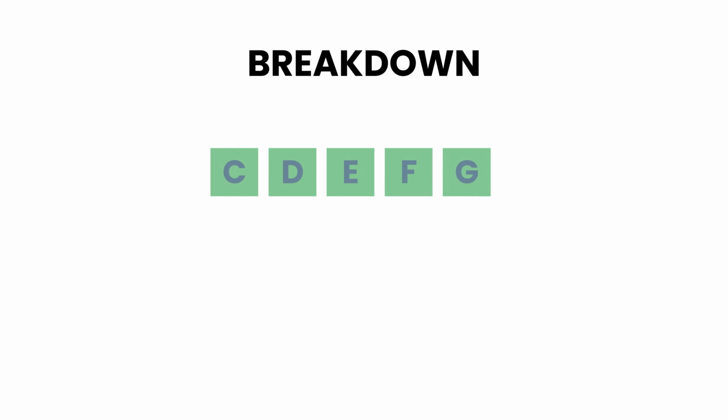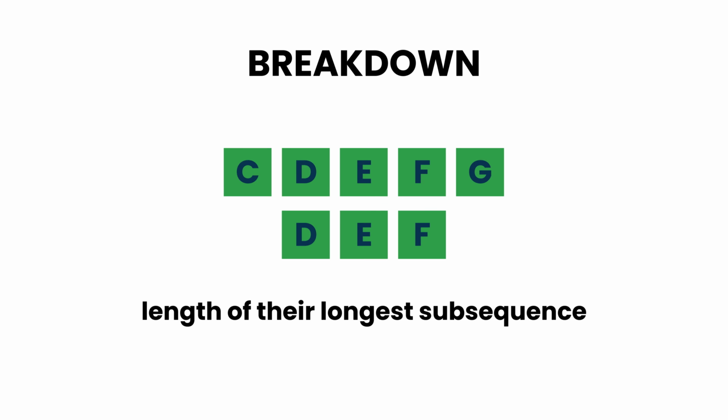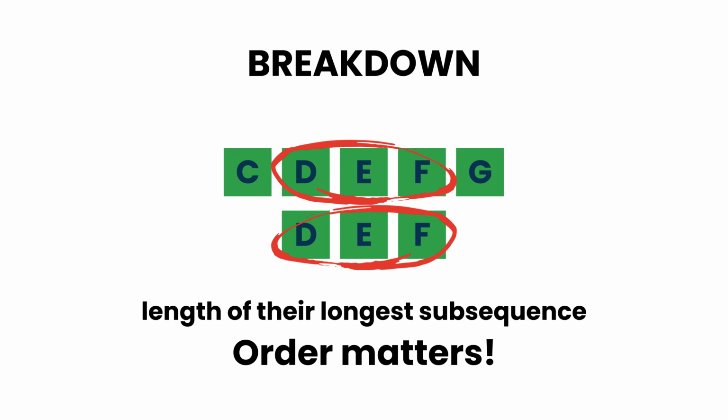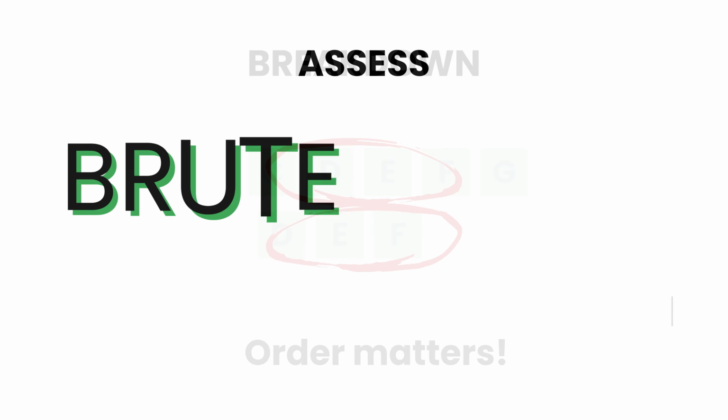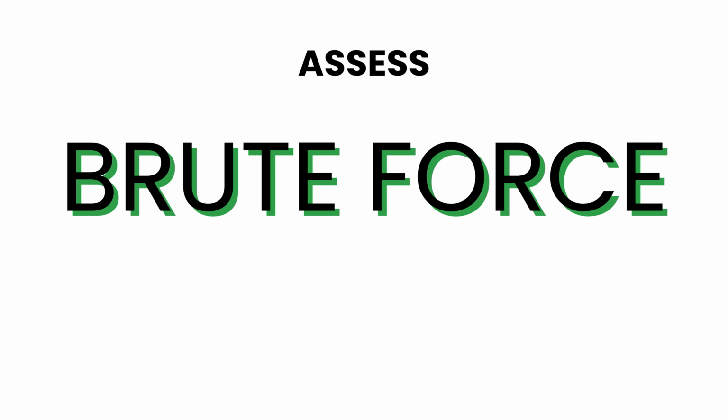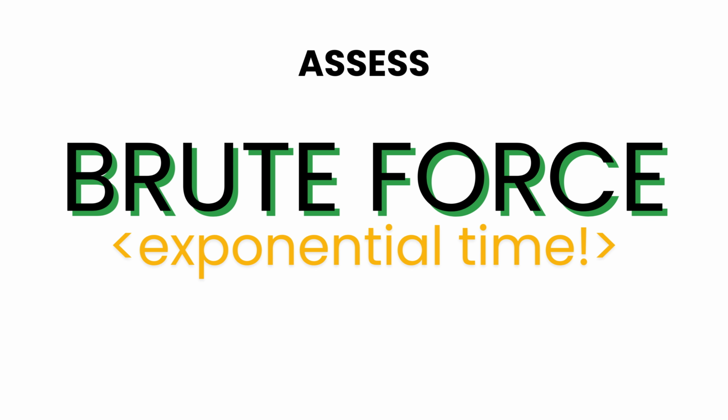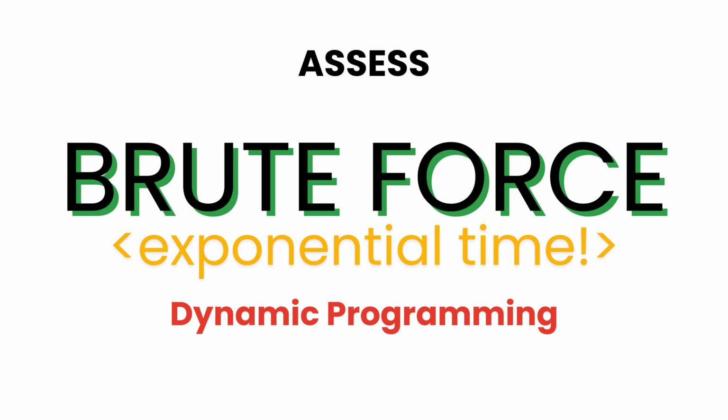Let's break it down. Given two strings, return the length of their longest subsequence, not substring, that appears in both. A subsequence can skip letters, but the order must stay the same. Now, let's assess. Brute force would try all possible subsequences, exponential time. Dynamic programming is the standard and optimal solution here.